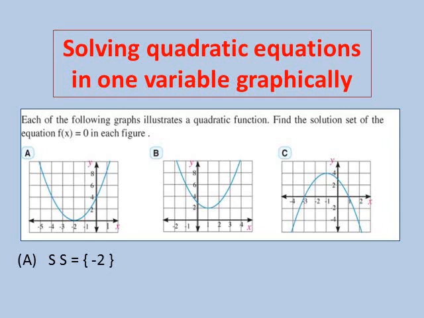In the second, the curve never intersects the x-axis. The curve is above the x-axis. So the solution set in B will be empty. Why? Because in the graphical solution, the value of x is the point of intersection between the graph and the x-axis, and there is no intersection point. In the third one, the curve intersects the x-axis at -2 and 1.